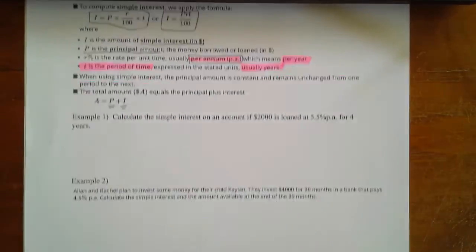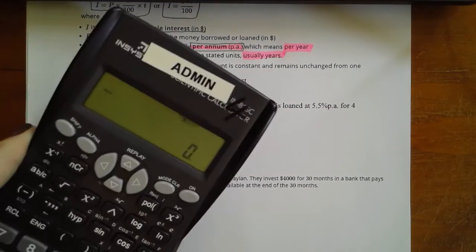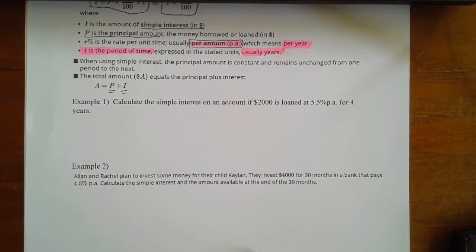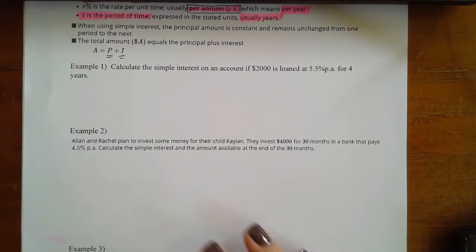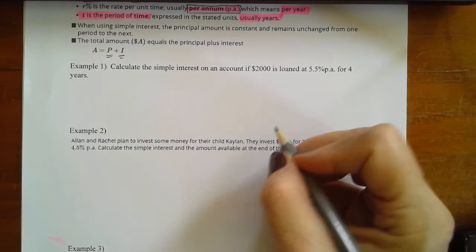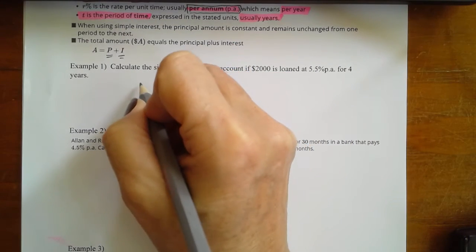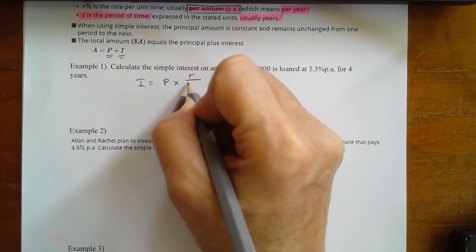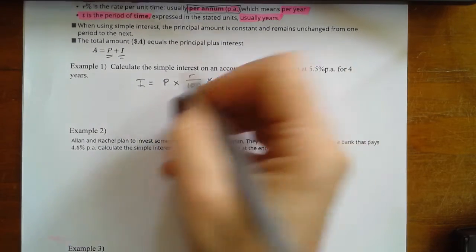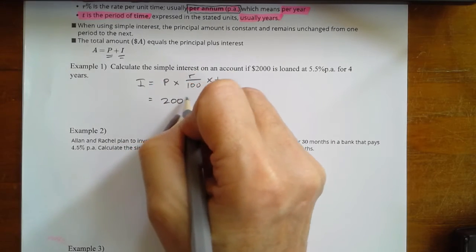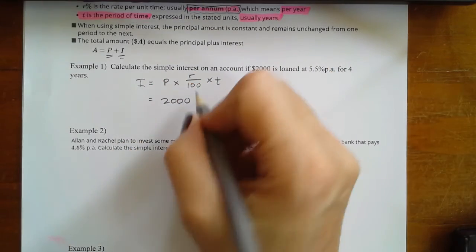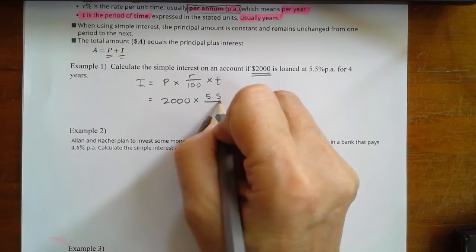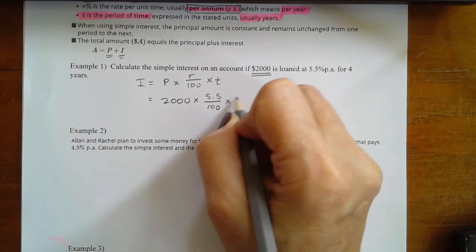Okay, here we go. Example 1 says calculate the simple interest. You're going to need one of these guys. Calculate the simple interest earned on an account if $2,000 is loaned at 5.5% per annum for 4 years. So I'm going to use my formula that says interest equals principal times rate over 100 times time. So that's going to be 2,000, that's the amount I start with, and then 5.5 over 100, and then times 4 years.